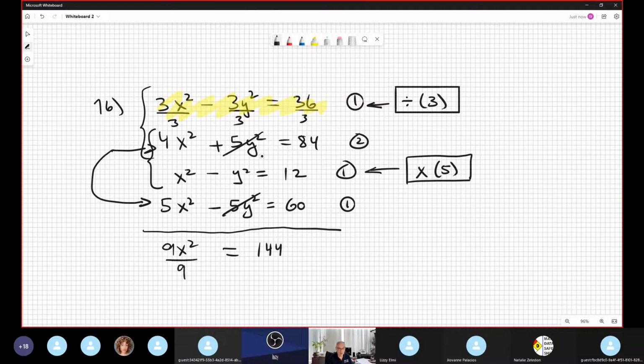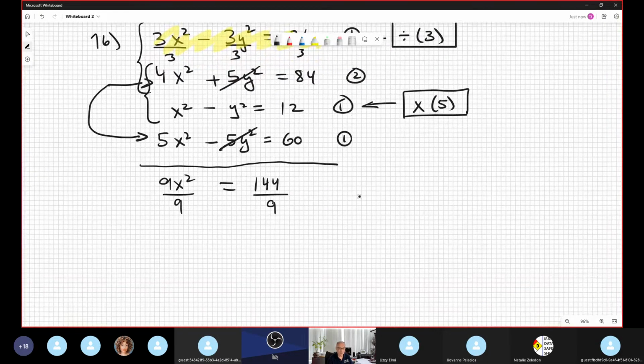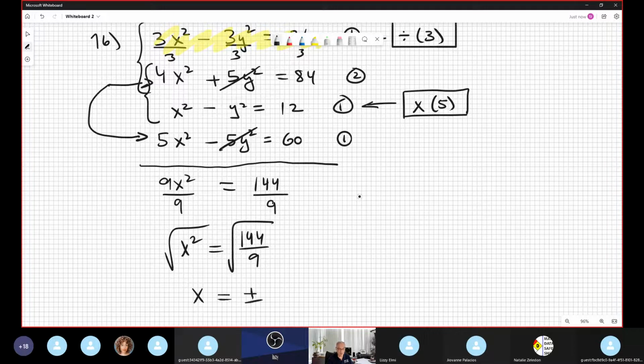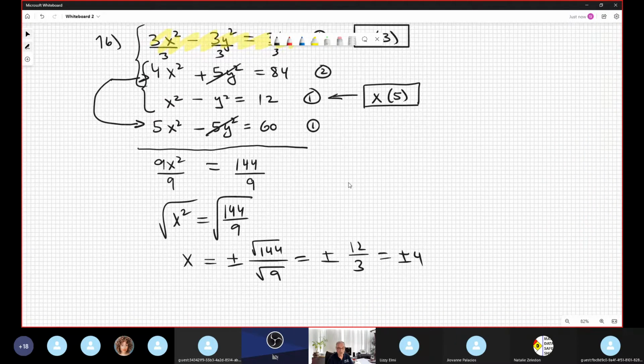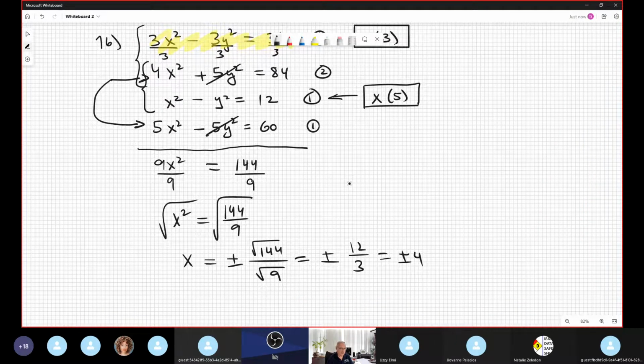Divided by 9. This is a classical quadratic equation. And we have now x squared equals 144 divided by 9. And you apply the square root to both sides. Therefore, x is equal to plus or minus the square root of 144, which gets 12. And the square root of 9 is 3. Plus or minus 12 over 3 gets 4. Plus or minus 4. Okay. Another way to do this is you put it in the calculator. For example, you put in the calculator 144.